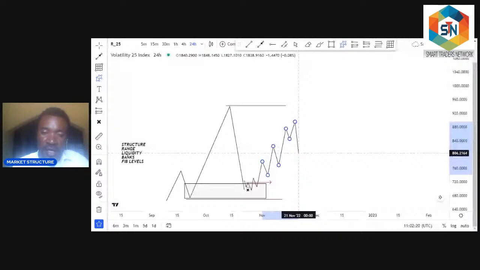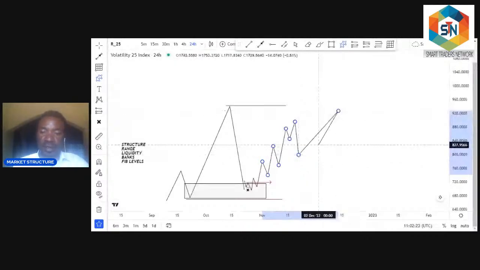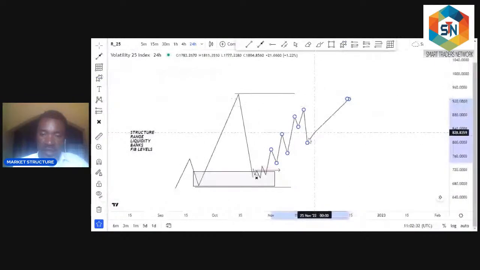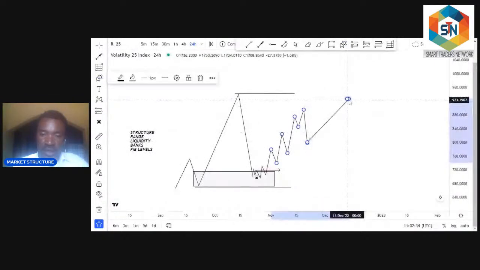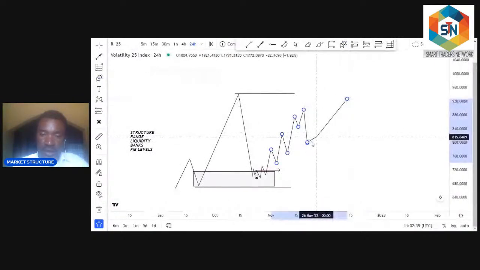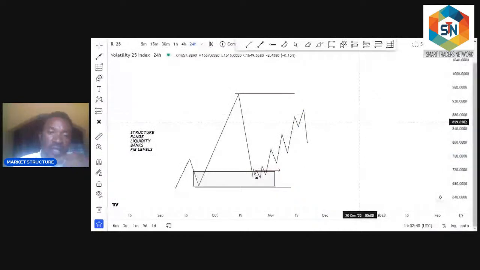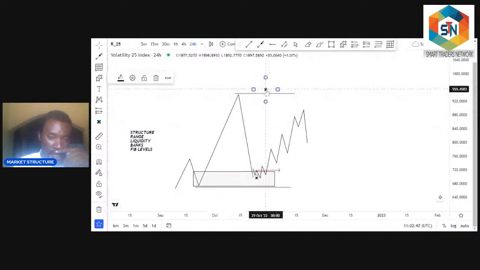And then price gives you something like this. I want this. This is typical price movement. Price gives you this movement. Now, this is your external liquidity, which is your target.